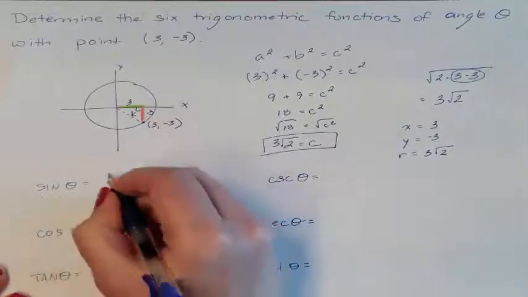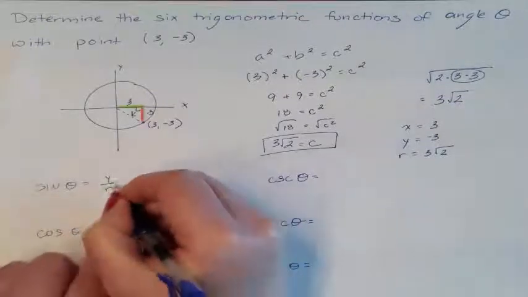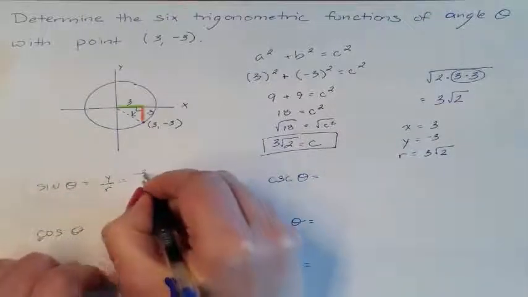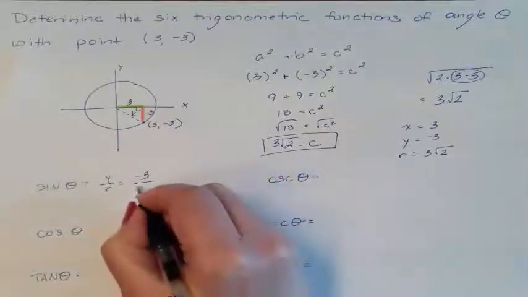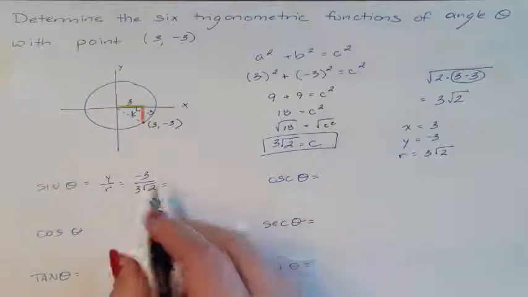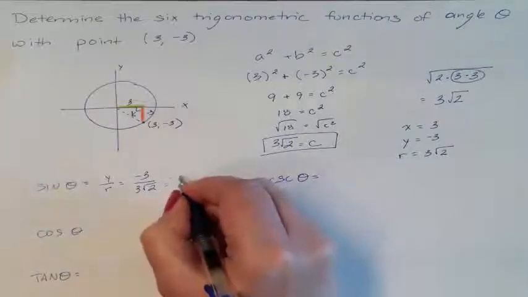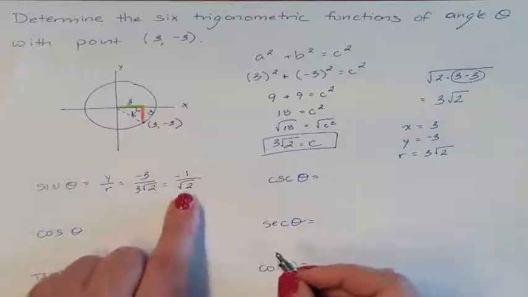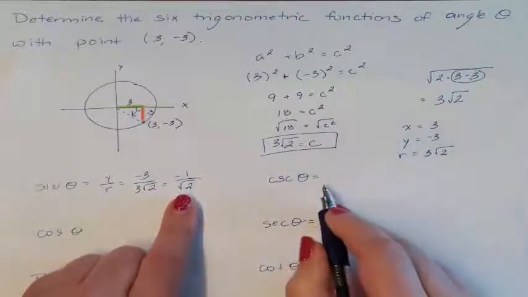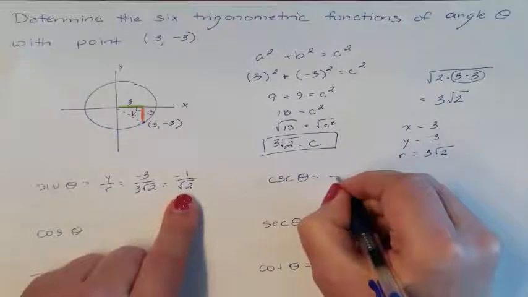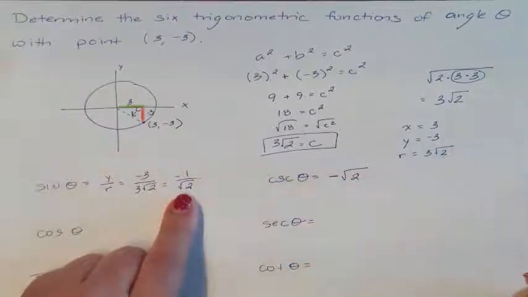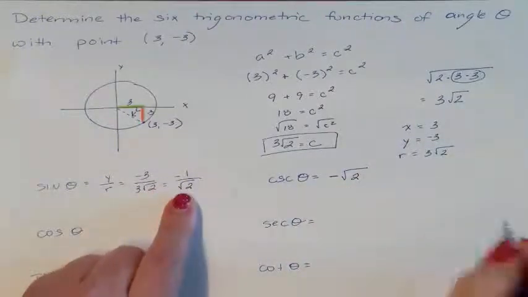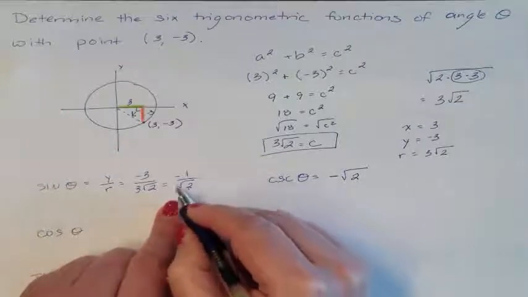So sine is y divided by r. My y is -3. My r is 3√2. 3 divided by 3 is 1, so I have -1 all over √2. If you left sine like this and chose to find the reciprocal, your reciprocal would be -√2. I cannot leave sine like this though, because it has a radical in the denominator.